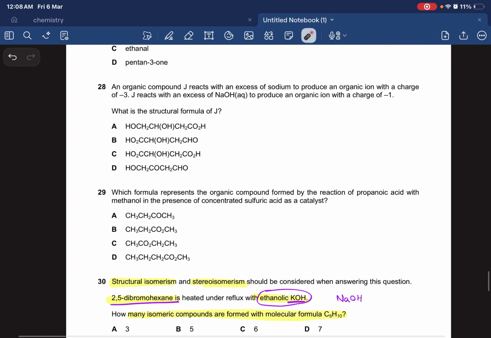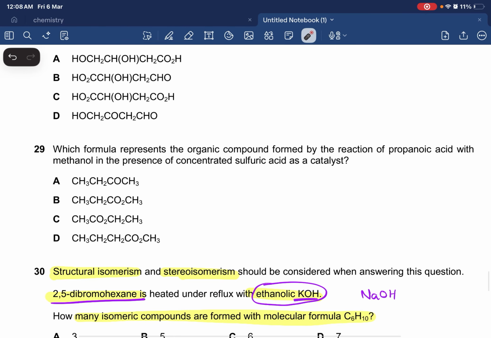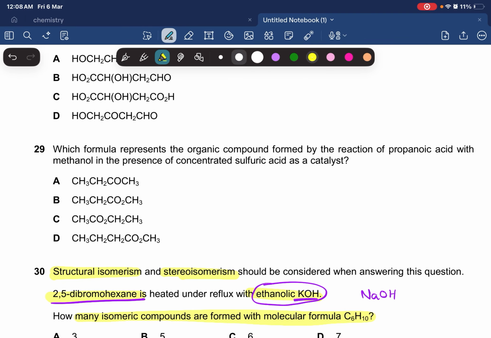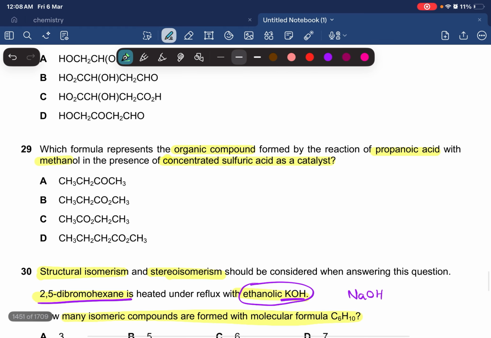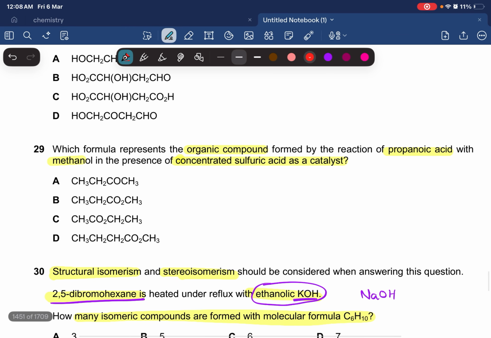Okay, moving on to the next question, which says, which formula represents the organic compound formed by the reaction of propanoic acid with methanol in the presence of concentrated sulfuric acid as a catalyst? Okay, so this one's an easy question. We simply have to do an esterification between methanol and our propanoic acid. So what are we going to form? We're going to form, since we have methanol, methyl propanoate. And how are we going to write methyl propanoate?